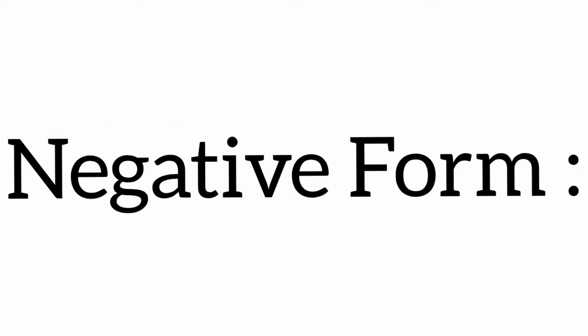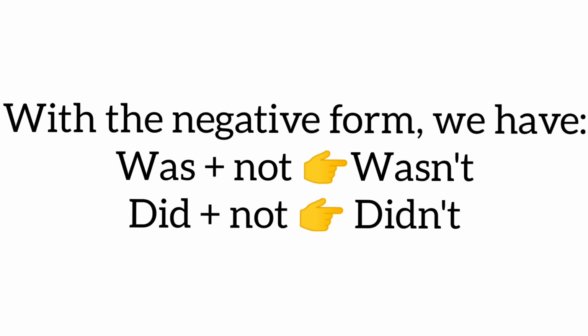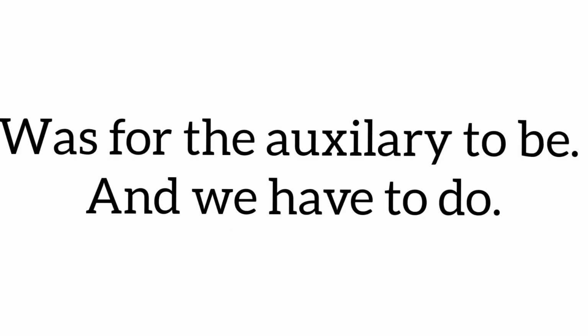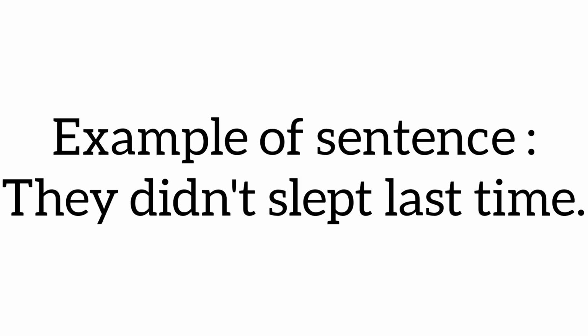Negative form. With the negative form you have was plus not or did plus not. Was for the auxiliary to be and did for the auxiliary to do. Example of sentences, they didn't sleep last time.